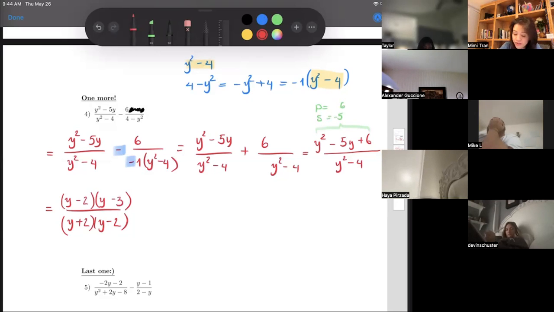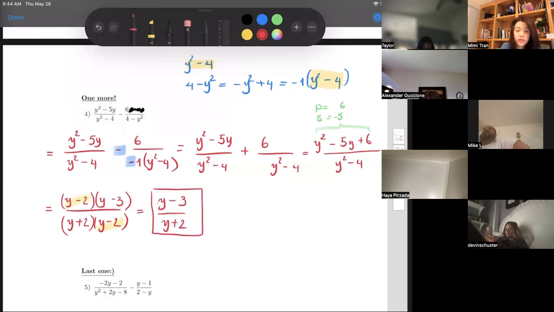And now I can cancel. That's why I changed the top. The top does not affect anything. I just wanted to simplify something at the end. So y minus 2 over y minus 2 is gone. So now my final answer is y minus 3 over y plus 2.